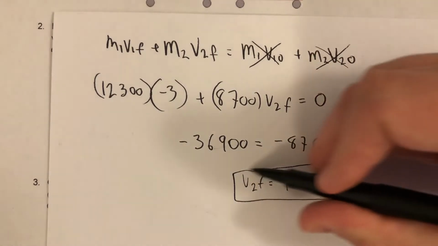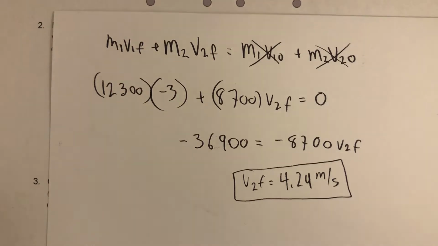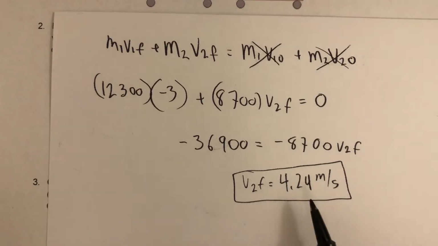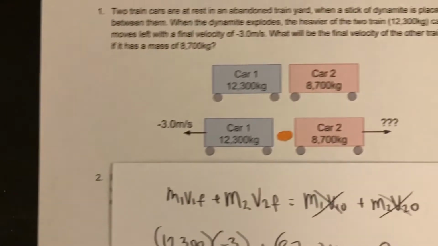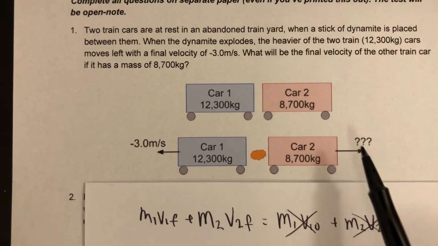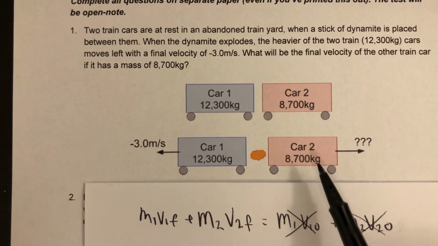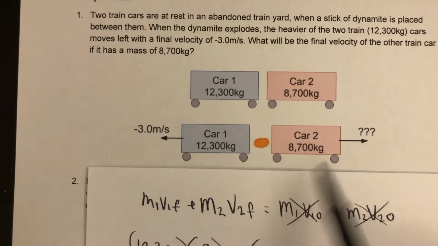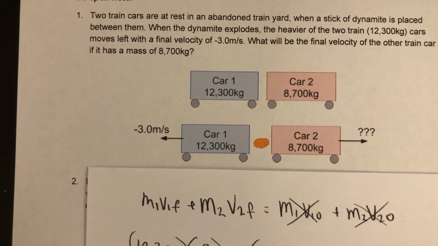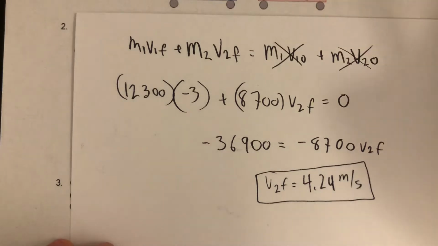The reason it's positive is because car 2 is moving right. Also, you'll notice that it's more than the other. So this is going to be 4.24. It's a larger number than this because this is lighter. They're going to have equal momentums, but that one's faster because it's lighter. It moves farther and faster because of the explosion. Let's go on to number 2. Again, you'll be able to use that on the test. You're going to have different numbers though.